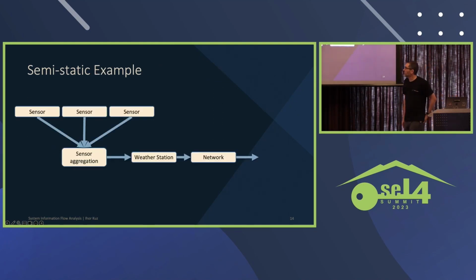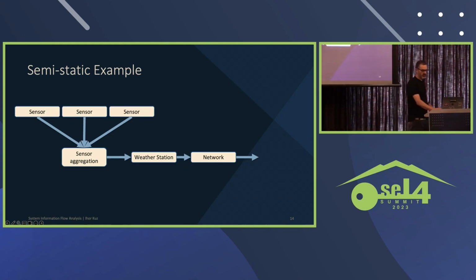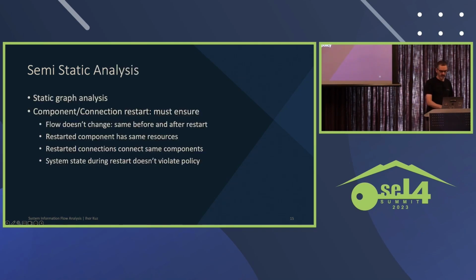So semi-static systems are essentially systems where the software architecture is static. It doesn't change over time. But what can happen in these systems is that you might be able to turn off and restart components and restart connections, but they'll still have the same architecture, right? So for example, one of the sensor drivers goes down or needs to be updated for whatever reason, and we do that. And eventually the architecture is still the same.